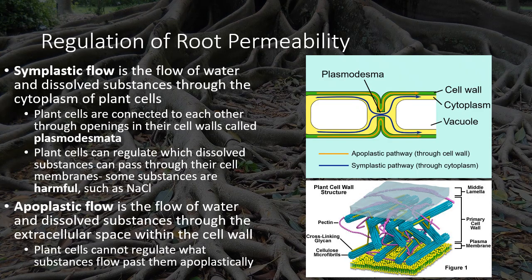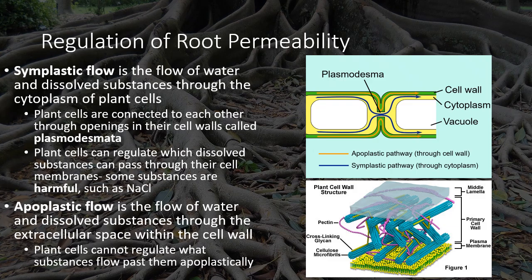So symplastic flow is through the cytoplasm of the plant cells. And because it's occurring through the cytoplasm, the cell has some ability to regulate that flow. Plant cells are connected to each other through these openings in the cell walls called the plasmodesmata. And as symplastic flow passes from one cell to the next, it has to pass through the next cell's cell membranes, and they can control what can or cannot enter. So that's really valuable because not all dissolved substances in the soil are beneficial for the plant. Some of them are harmful, like salt.